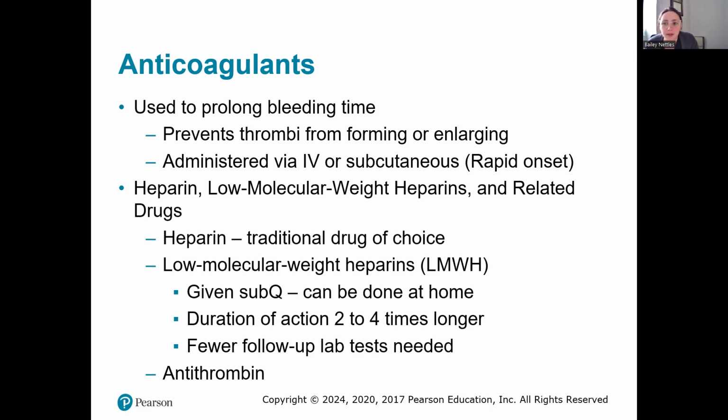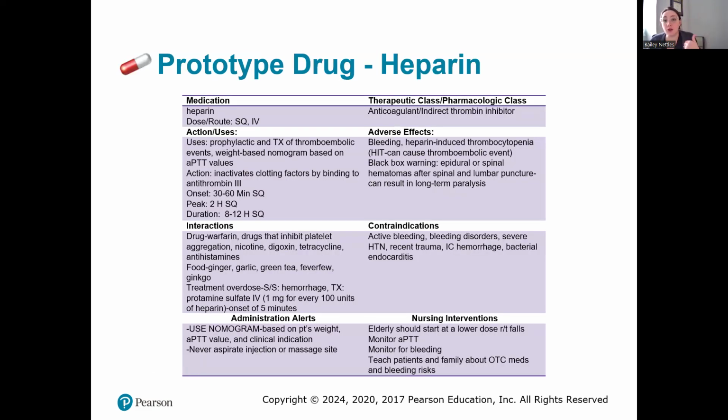Okay, it can prevent thrombi from forming as well, especially if they have some other kind of stenosis. We don't want any other clots getting in there. Heparin's pretty much the drug of choice, but there's also low molecular weight heparins like Lovenox, enoxaparin, sorry. And then there's antithrombins. So heparin, we can give sub-Q or IV. We're going to focus on the IV form in Pharm 2. So it's prophylactic or for treatment of thrombotic events.